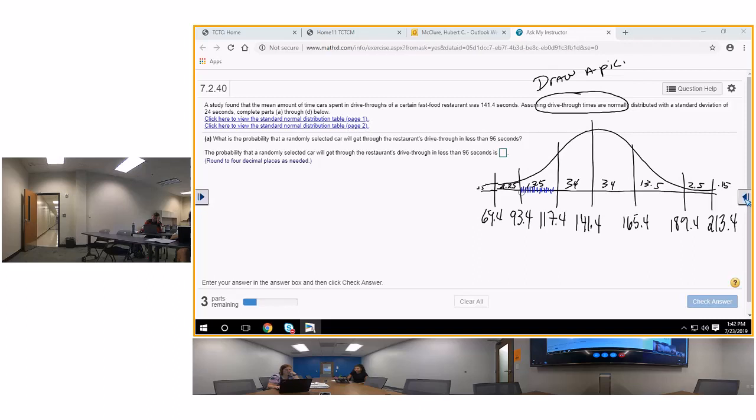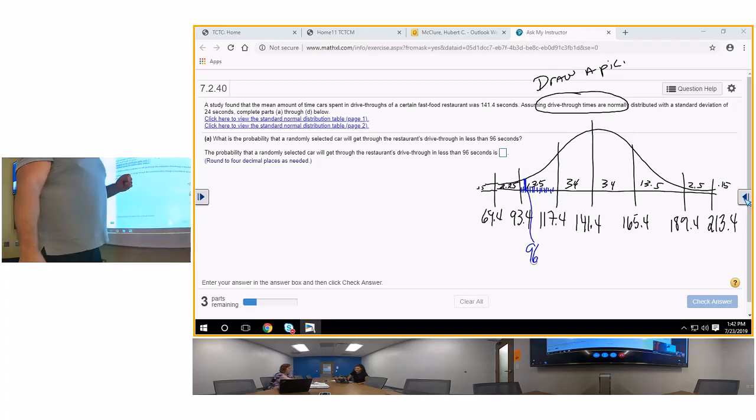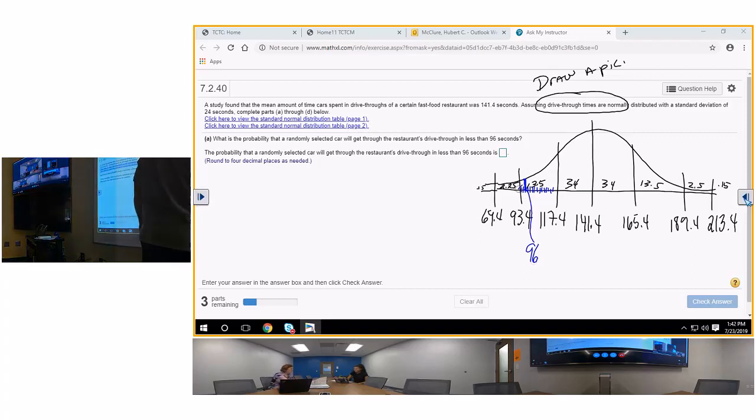So, if I'm guesstimating, I got 24 there, and I want 93, so that's going to be 94, 95, 96. Oh, I'm on the wrong side. Am I? No, I'm on the right side. 1, 2, 3, so 96 would be right in here. Now, does it say less than or greater than 96? Less than 96.